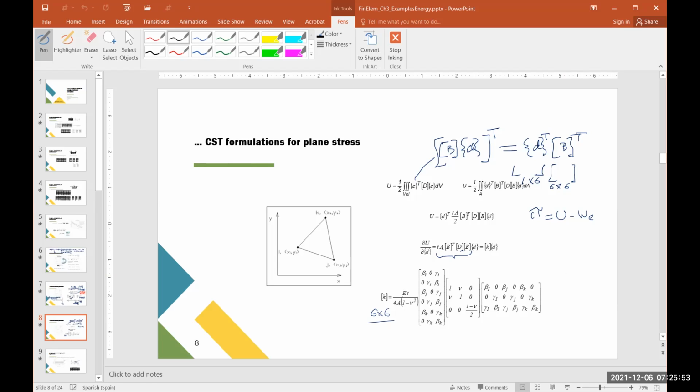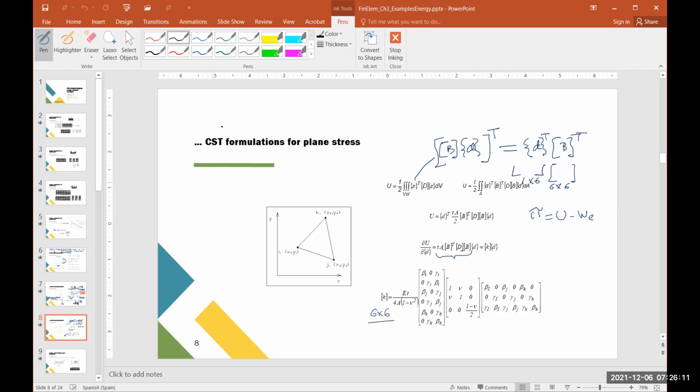Exactly, exactly. And that's because by definition, you multiply K times D, the displacements, and you get force. So K should have units of force divided by length. Okay, let's see if we get that.